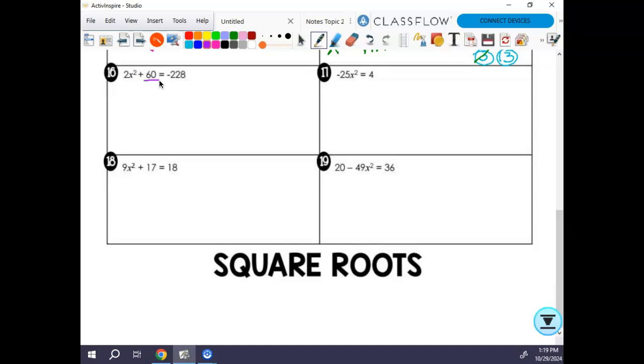from both sides? Subtract. So I get 2x squared, and then negative 228 minus 60 is going to give me a negative what?